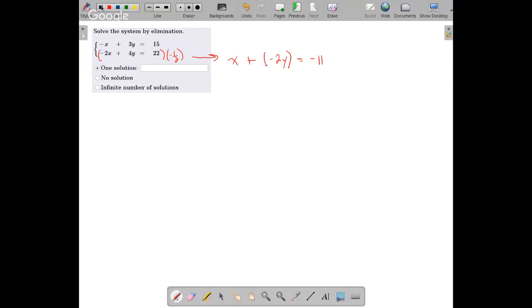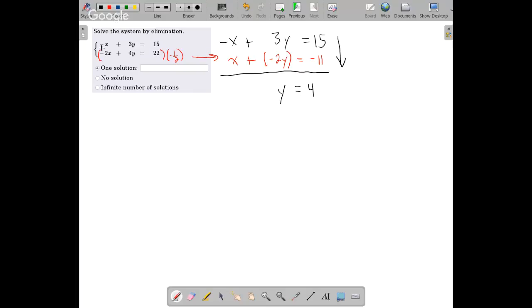And then the other is negative x, so we stack them, plus 3y equals 15. Then we just add these coming down. So negative x plus x, that zeroes out. 3 minus 2 is going to be 1y. And then 15 minus 11 would be 4. So it looks like y equals 4.